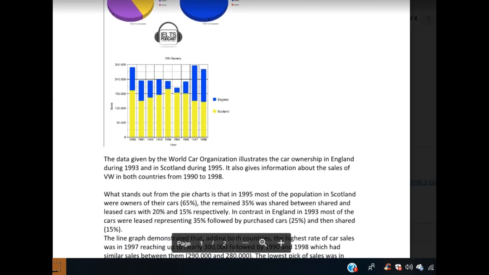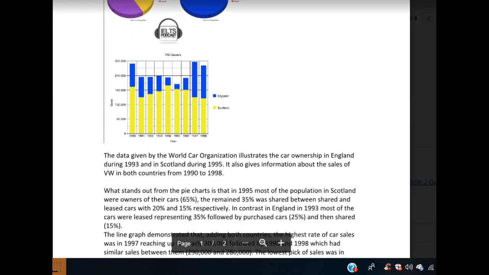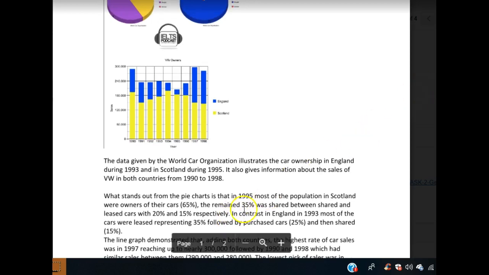Fine. What stands out from the pie charts is that in 1995, most of the population in Scotland were owners of their cars, 65%, and the remaining 35% was shared between shared and leased cars with 25%. Okay, there's something missing here, so let's do it like this.